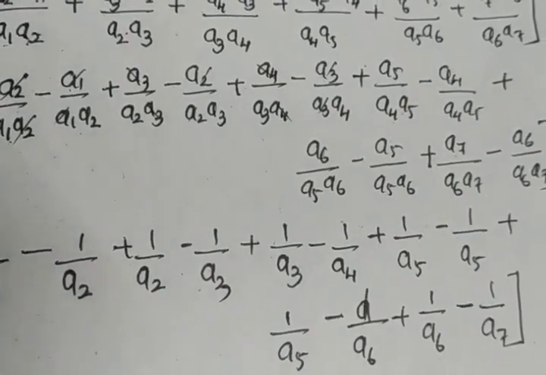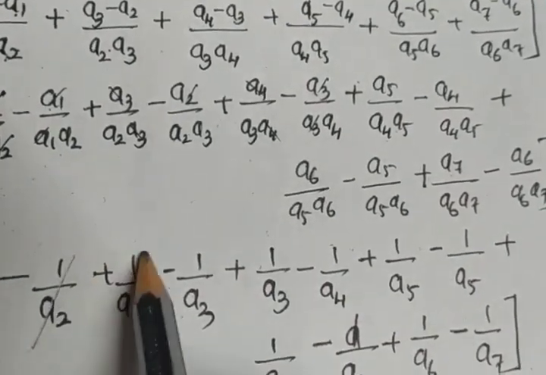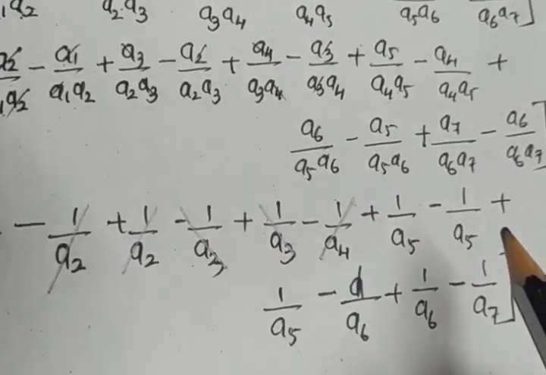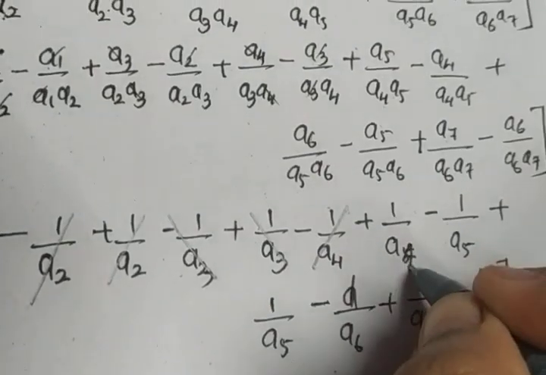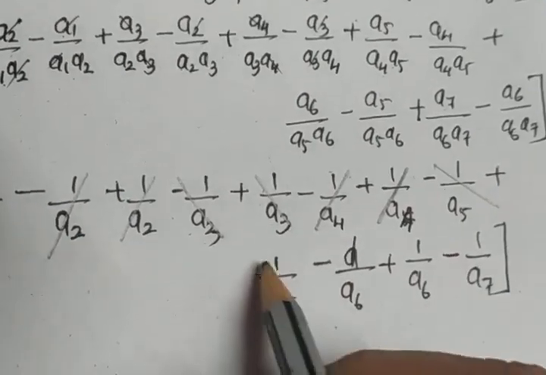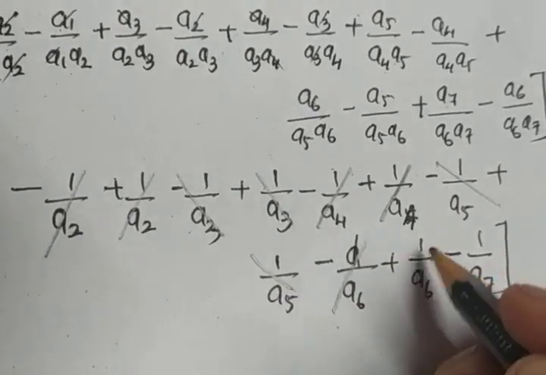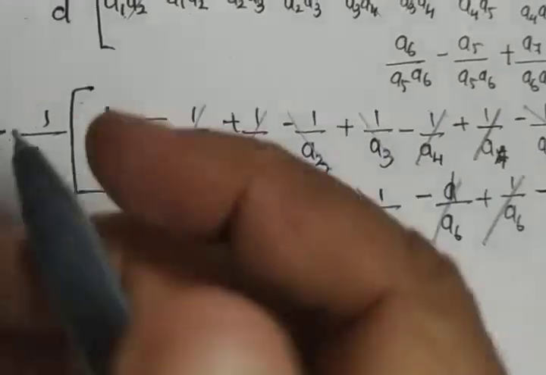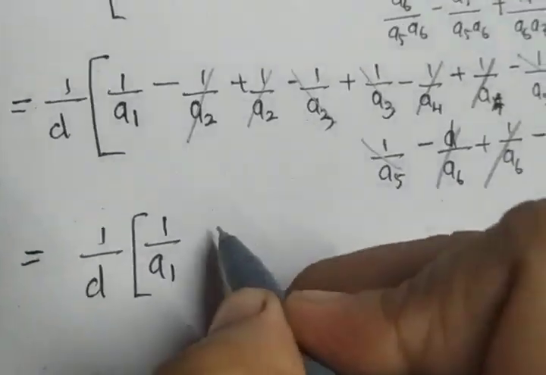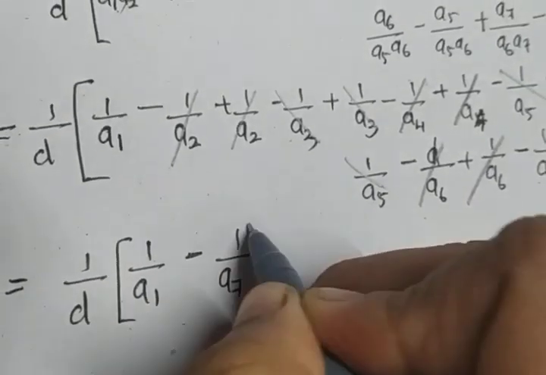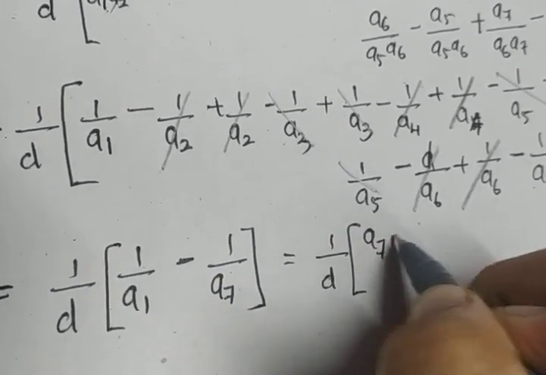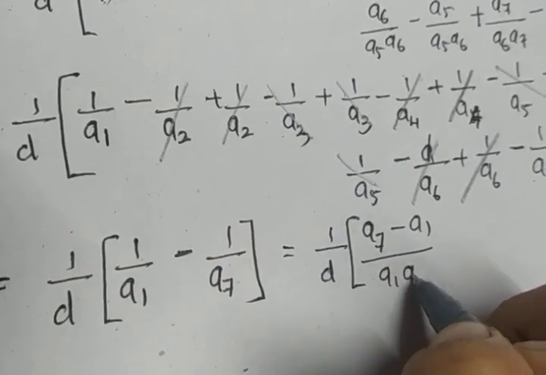Again we can simplify the terms. Here minus 1 by A2 plus 1 by A2 get cancelled. Minus 1 by A3, plus 1 by A3, minus 1 by A4, plus 1 by A4 get cancelled. Again, minus 1 by A5 and plus 1 by A5 get cancelled. Plus 1 by A6 and minus 1 by A6 get cancelled. And the balance term is 1 by D into 1 by A1 and the last term minus 1 by A7. That is equal to 1 by D into, just take the LCM, A7 minus A1 by A1 into A7.